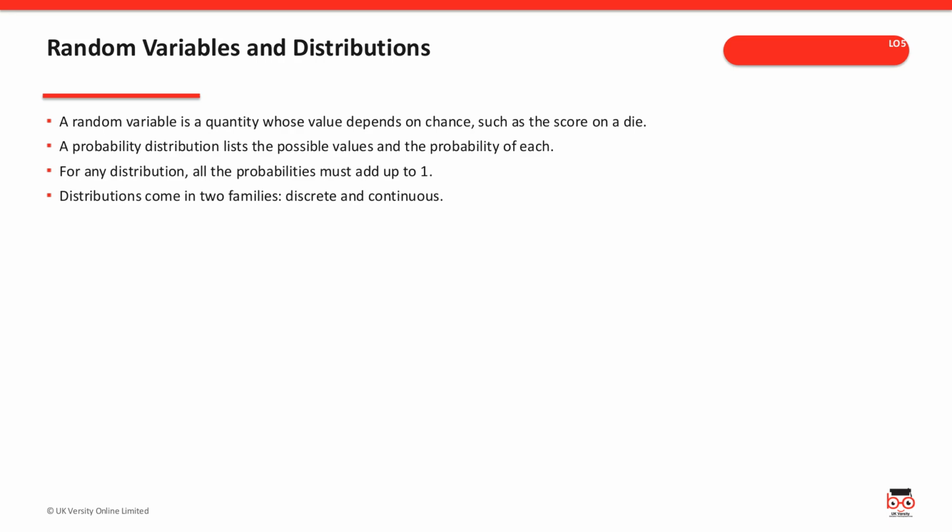A random variable is simply a quantity whose value depends on chance. The score on a die is a perfect example. A probability distribution then lists every possible value alongside the probability of each. Whatever the distribution, one rule always holds. All the probabilities must add up to 1. And these distributions fall into two families, discrete and continuous, which is the distinction we'll build the whole outcome around.